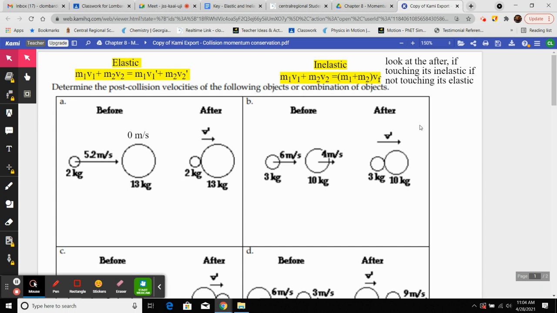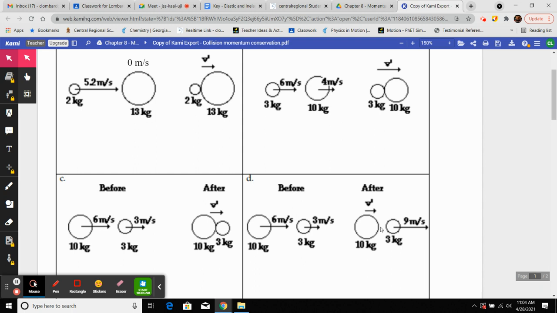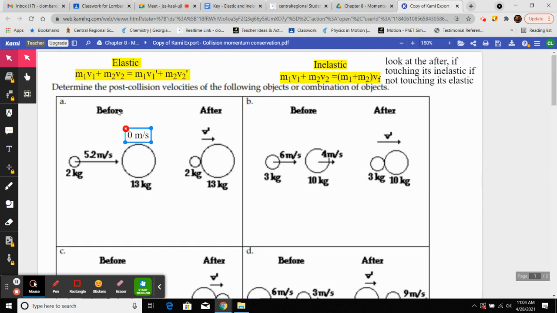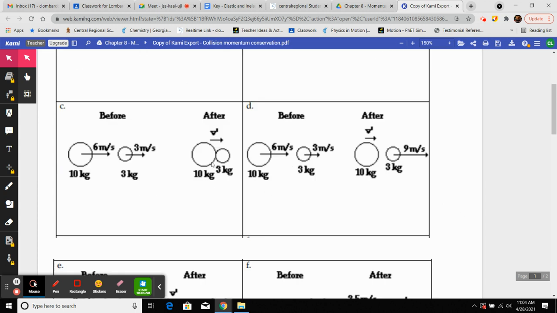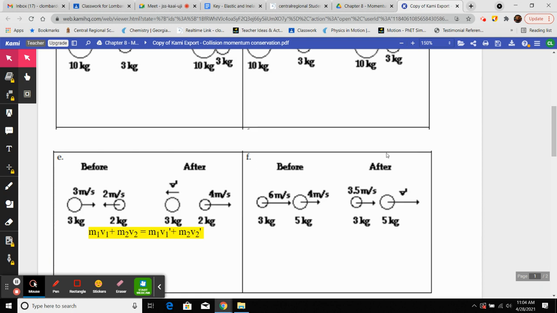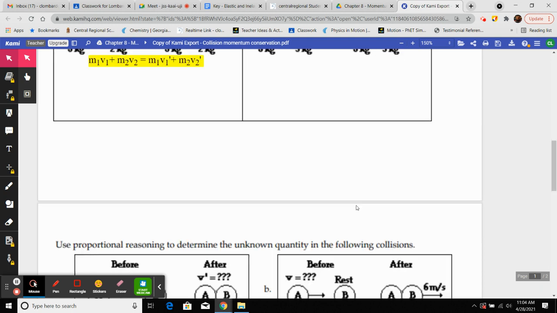Well, look at the after picture. If the two circles are in contact, it's inelastic. If there is even a little bit of space in between, it's elastic. So first one should be what? Inelastic. Second one, inelastic. In contact, inelastic. Okay, there's space in between, it's elastic. Elastic, okay, etc.